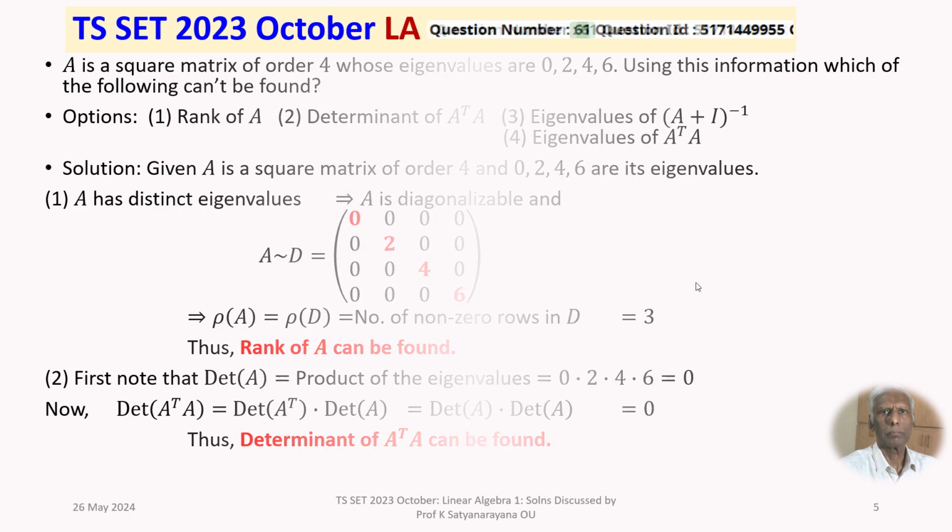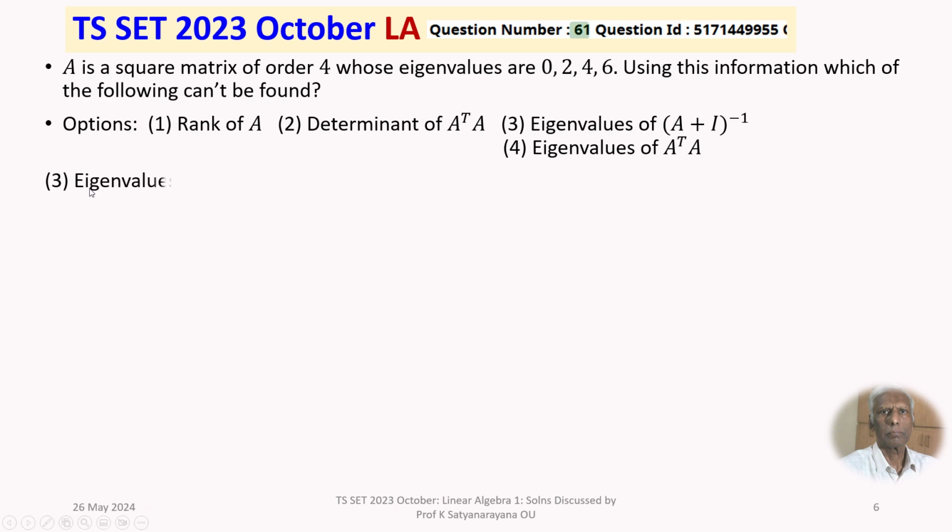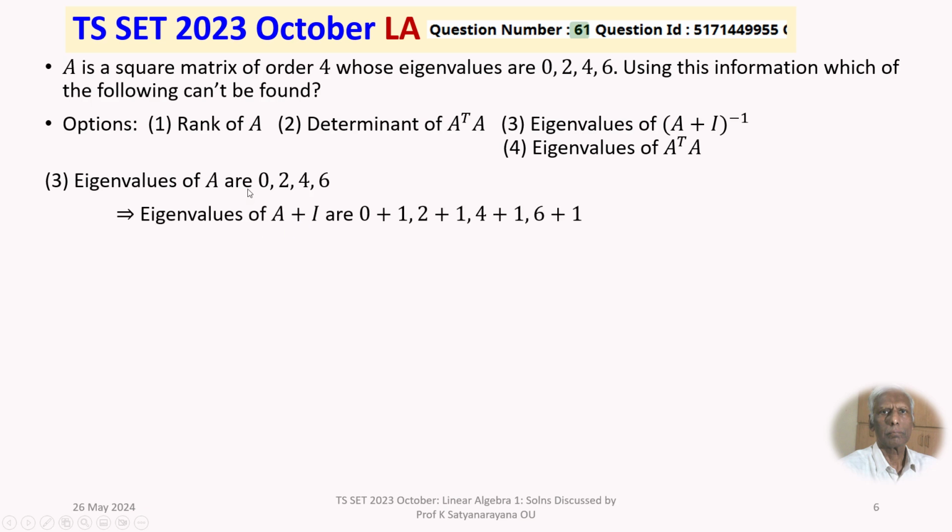Let's move to option 3. Right, that's the question. Now, the eigenvalues of A are 0, 2, 4, 6. And we know the eigenvalues of A plus I are 0 plus 1, 2 plus 1, 4 plus 1, 6 plus 1. It is a standard result. That means the eigenvalues of A plus I are 1, 3, 5, 7. Note that none of them is 0. Therefore, A plus I will be a non-singular matrix.